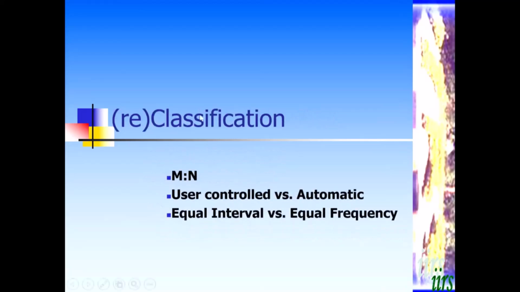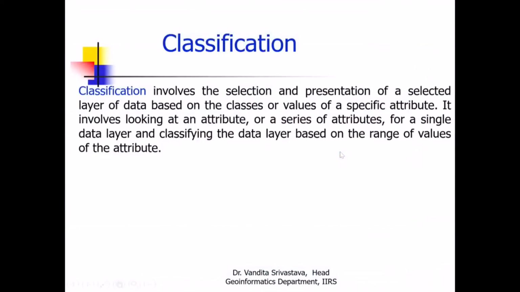So, now I'll talk about the classification and reclassification operations in GIS, which is different from that in image processing. So, we will talk about the M2N classification, user control versus automatic classification, and also equal interval versus equal frequency classification in the automatic one. So, before we start talking about various types of classification methods, let us first understand what is classification.